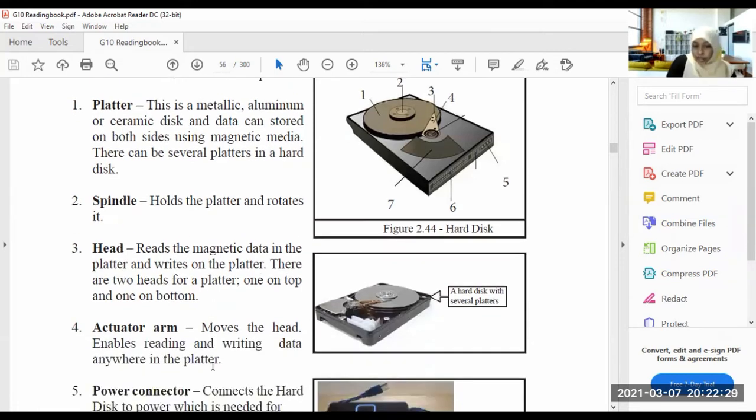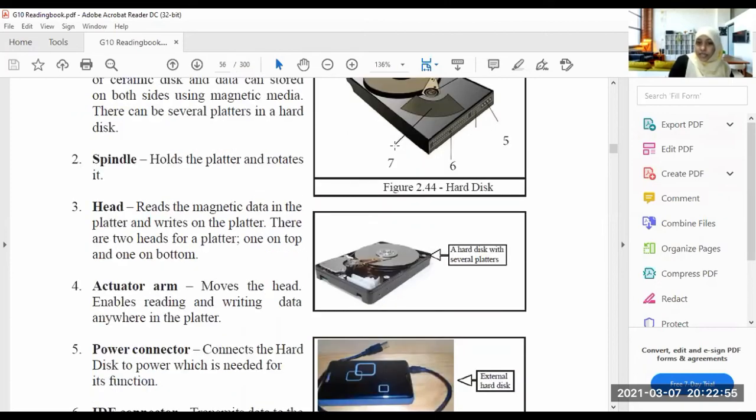And there is an actuator arm. This one, the fourth one, moves the head. The head should move, right? When we write or read the data inside the platter, it should go here and there. So it moves the head, enabling reading and writing data anywhere on the platter.